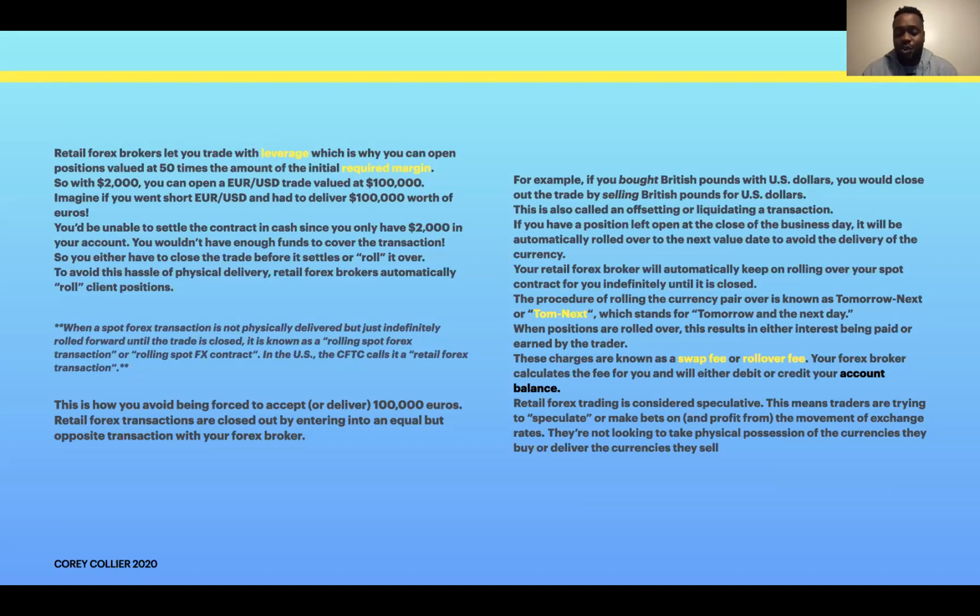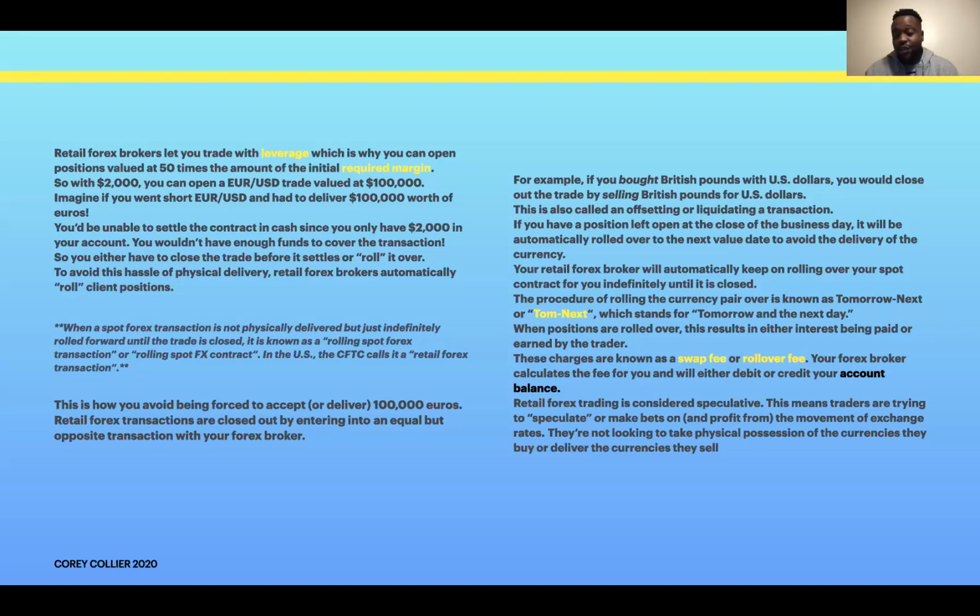So imagine if you went short on the euro and you had to deliver $100,000 worth of euros, right? It's crazy. Nobody would ever take that money to the person like, here, man, you won, you beat me, right? Nobody's gonna do that. You would be unable to settle the contract in cash since you would only have $2,000 in your account. You wouldn't have enough funds to cover the transaction, basically. And that's where leverage and margin come in handy. So you either have to close the trade before it settles or roll it over.